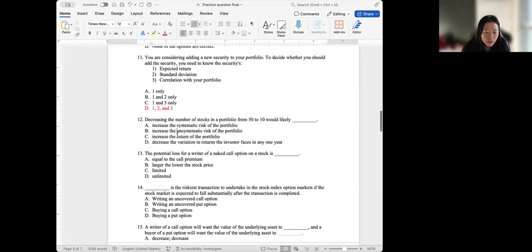Decreasing the number of stocks in the portfolio from 50 to 10 will likely increase the systematic risk of the portfolio, increase the unsystematic risk of the portfolio, increase return. We don't know whether we can increase return or not, so C is eliminated. Decrease the variation in return the investors face in any 1 year. We don't know that either. So we only know that very likely the unsystematic risk, which is the firm-specific risk, may increase because we basically reduce the diversification effect here.